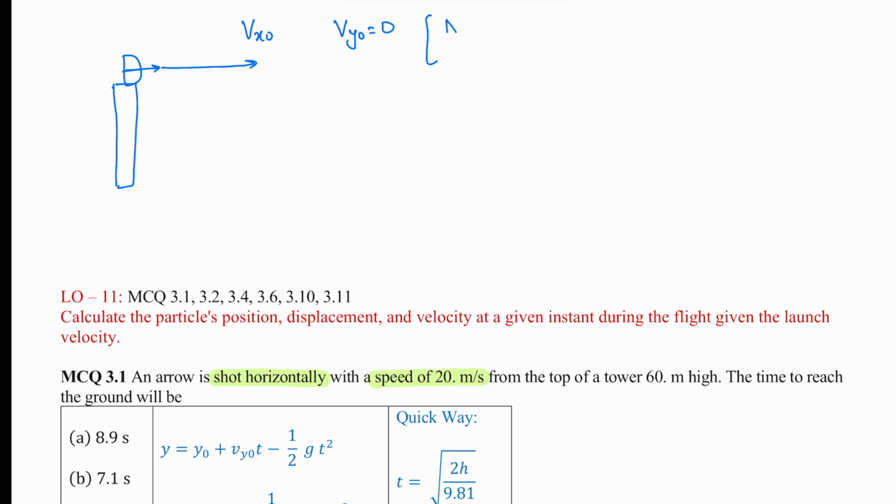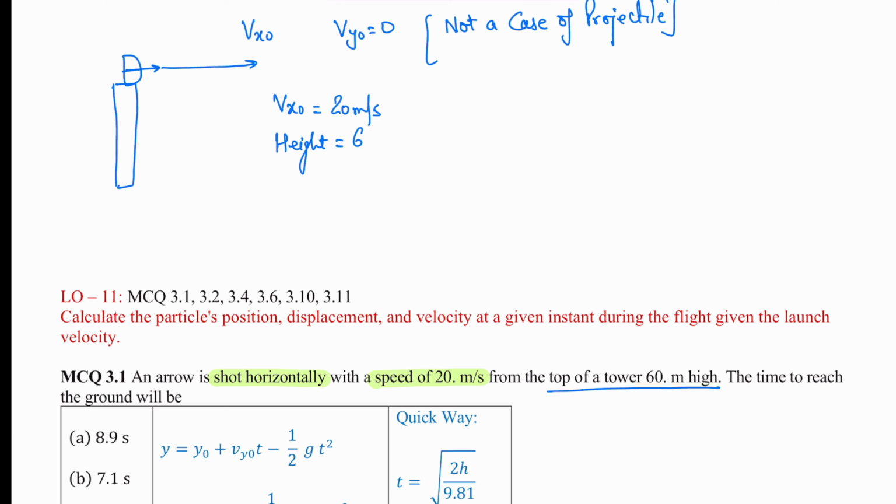This is not a case of projectile, it's a simple equation. It keeps on moving. Now what you need to do: speed is given, so can I say Vx naught is equal to 20 meters per second. From the top of a tower, height is given, so height is 60 meters, that is along the y-axis. Time to reach the ground, we are looking for time.